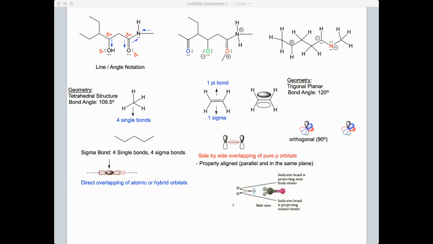The tetrahedral structure will look like this. Okay. So this will be the tetrahedral structure, and this one will be the trigonal planar. See if I can show you a better picture of a trigonal planar, because I really want you guys to be able to see that in 3D well.